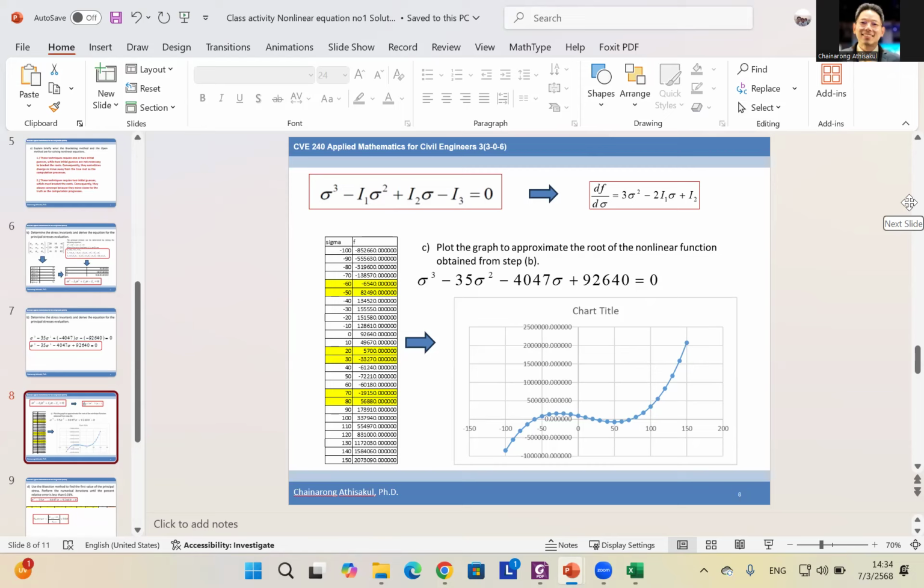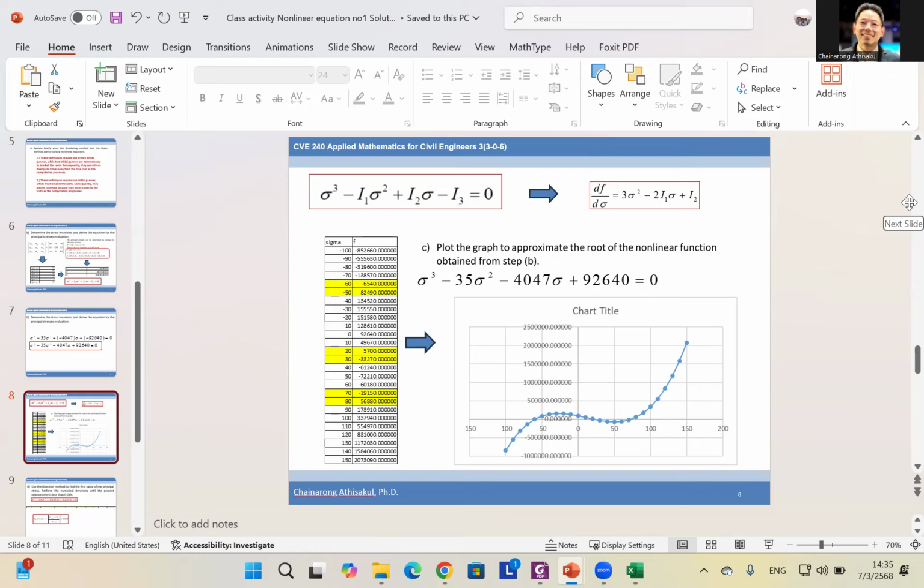Maybe 70-something, right? And for the second one, it's between 20 and 30, so it's maybe around 20-something. And the last one is maybe between minus 50 and minus 60, so it's maybe around minus 50-something. Do you understand?